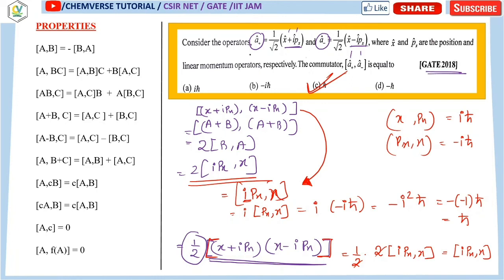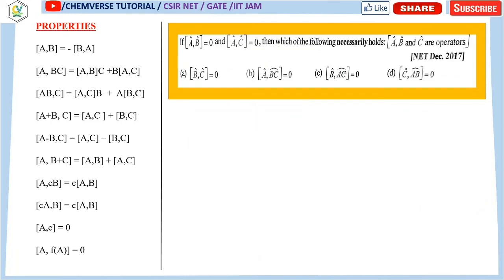Clear? So it's to some extent a lengthy calculation, but if you follow it step by step, it is much easier for you to understand. Clear? Fine. Now it says that if A and B commute with each other, that means the commutator value of [A,B] is 0 and the commutator value of [A,C] is 0, then which of the following conditions necessarily holds? So A, B, C are nothing but operators. What I can say is that if [A,B] is 0 and [A,C] is 0, that doesn't mean that [B,C] will also have the commutator value 0. So there is no direct relation that can be concluded from these two expressions.